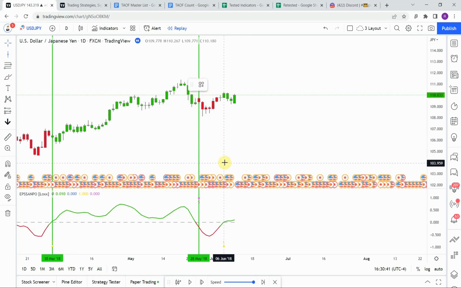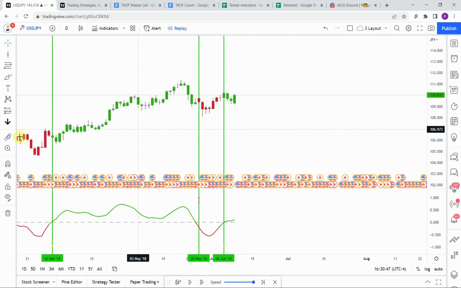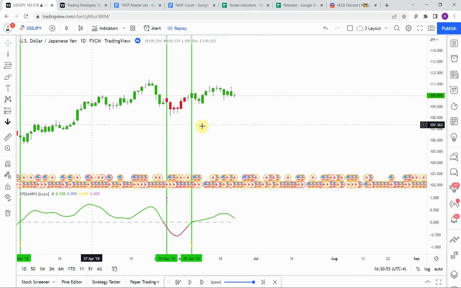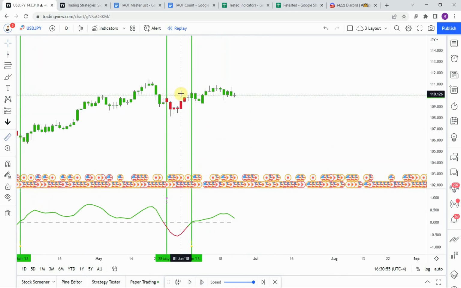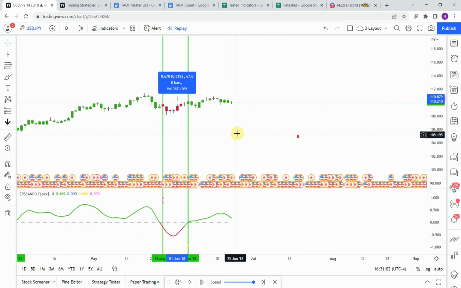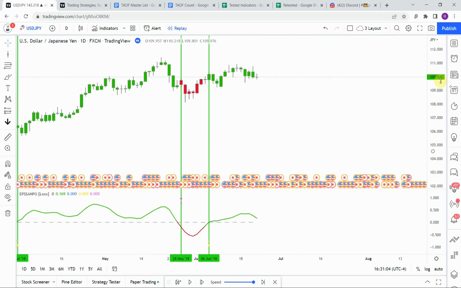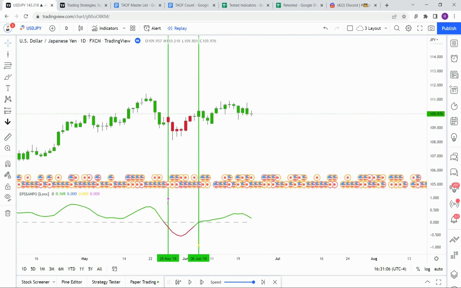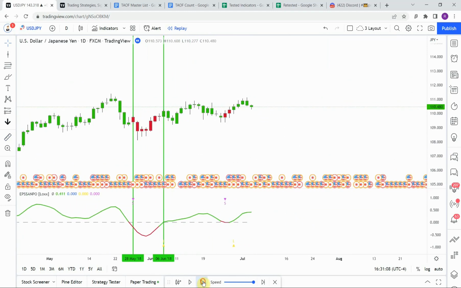We then pick up a long signal right there on that one. Hasn't quite played out yet. Let's see. So it's still within our stop. Let's go ahead and play it forward a little bit here and see if we can get to our take profit. Not quite. What are we looking for? 70 pips. Not quite to the 70 pips there.